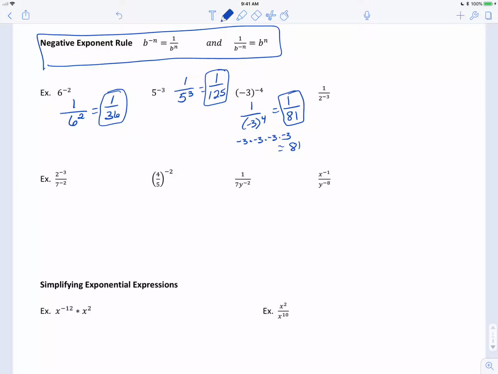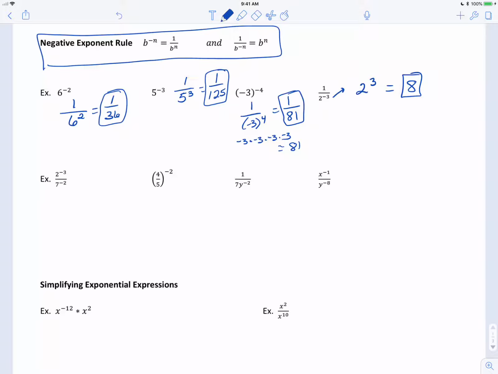So here's one where the negative exponent is on the bottom. So 1 over 2 to the negative 3. And that means he's going to come up top to become positive. So 2 cubed means 2 times itself 3 different times. So 2 times 2 times 2, which is 8.